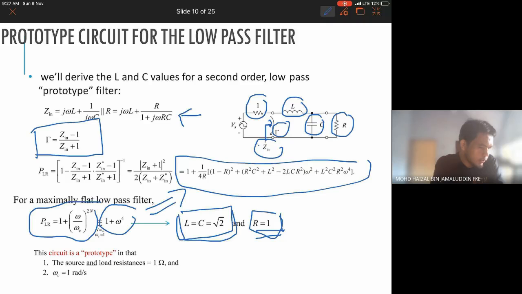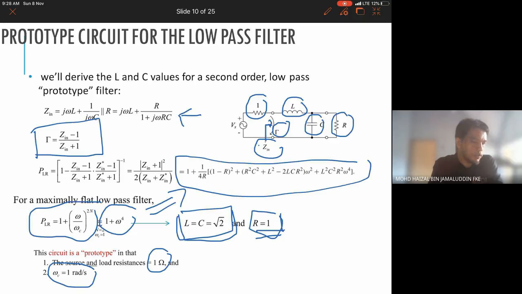So here, the source and the load resistance will be 1 ohm, and the omega C is 1 radian per second. So this is the normalized prototype circuit without scaling. No frequency scaling, no impedance scaling, with no conversion to the high pass filter or band pass or band stop filter. So in designing the basic filter, you must design this normalized prototype circuit first before you go further for the advanced design of the filter.